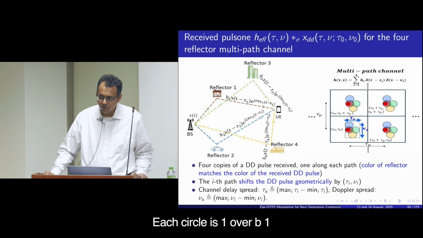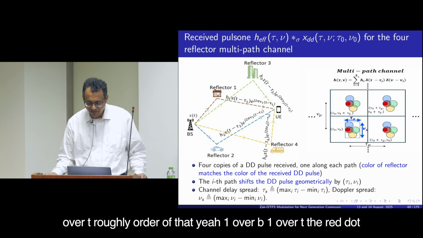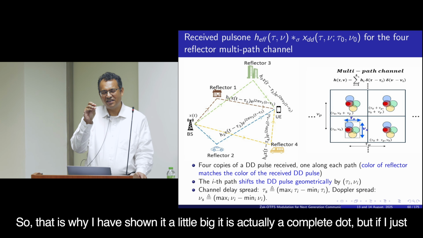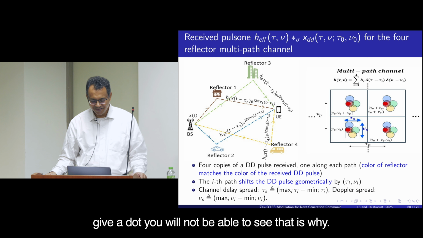Each circle is 1 over b, 1 over t, roughly order of that. The red dot is really a dot, but I wanted to show it, so that's why I have shown it a little big. It's actually a complete dot, okay? But if I just give a dot, you will not be able to see, that's why.